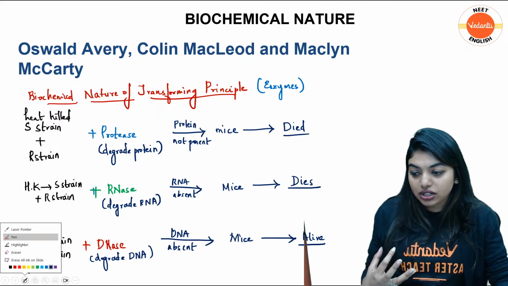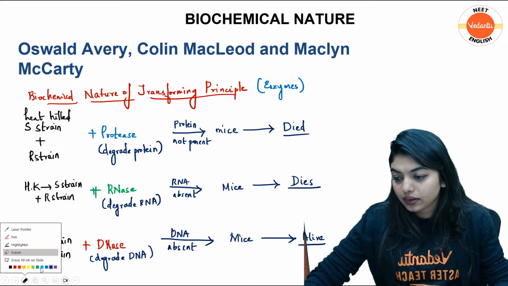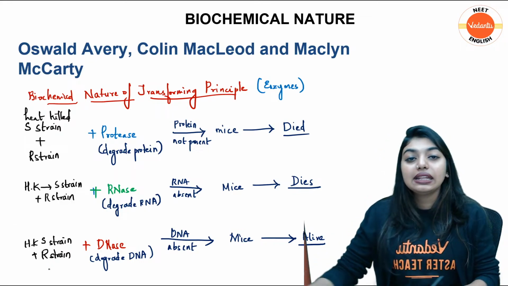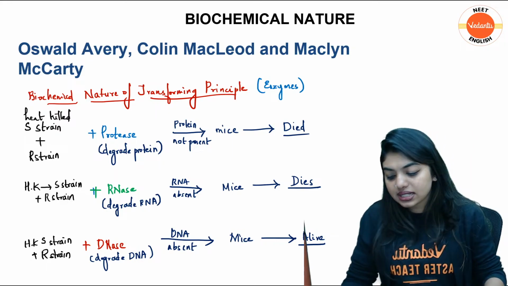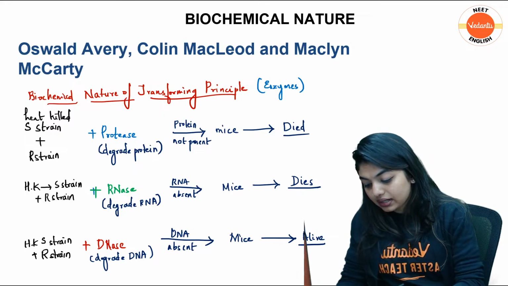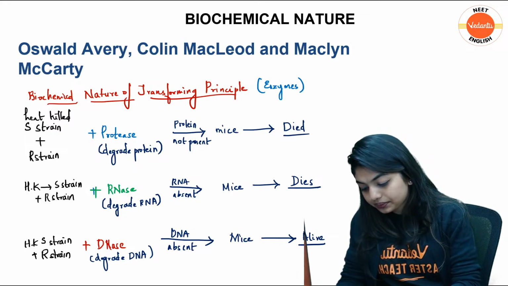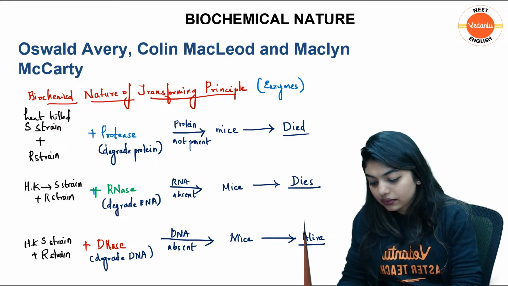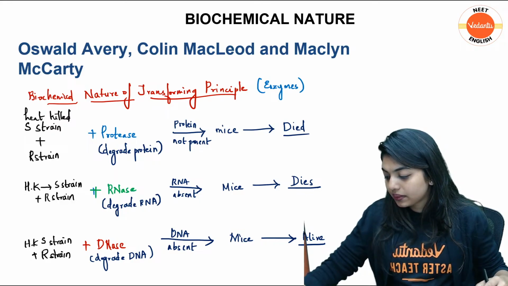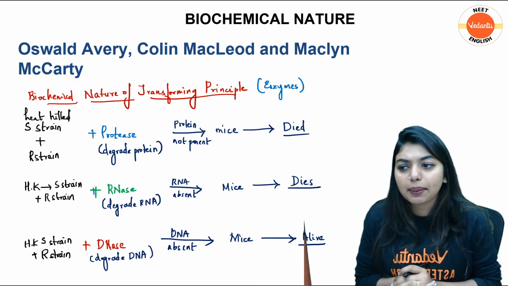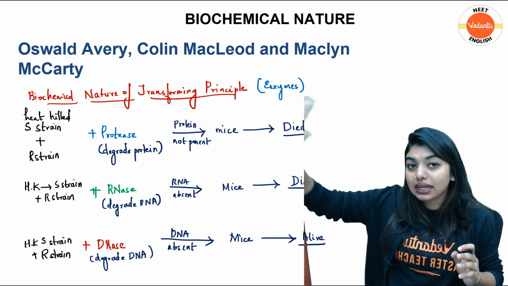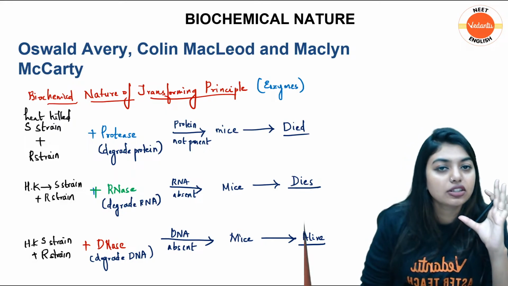Now in this combination, heat-killed S strain and R strain, they were like, okay, now I understand. Something has happened, right? What has happened? So what they expected. Is this clear? Let me know. So students, what is happening? First they took heat-killed S strain and R strain. This was the combination used by Griffith. They are trying to find the transforming principle.